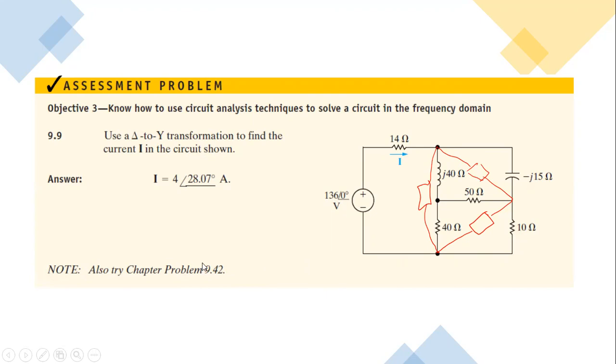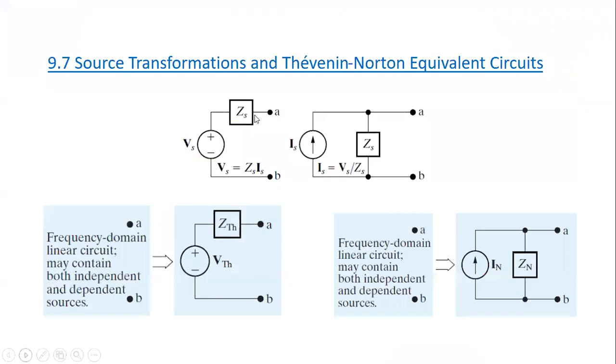I will not give it as a homework, so I will give something else as a homework, but it is very interesting to do this example so you can train yourself how to multiply and divide by complex numbers, okay? And here we have source transformation and Thevenin Norton equivalent circuits.